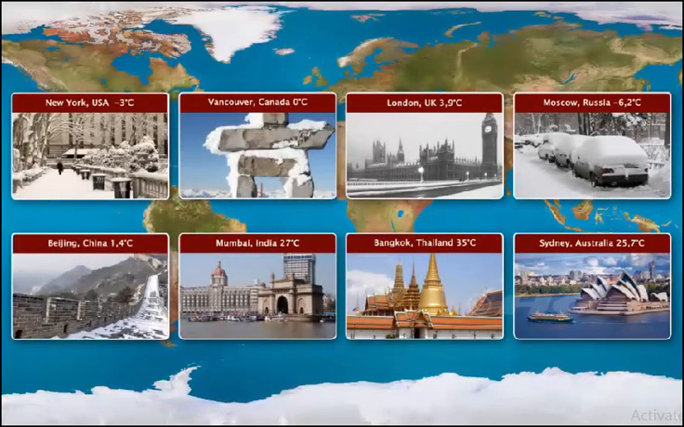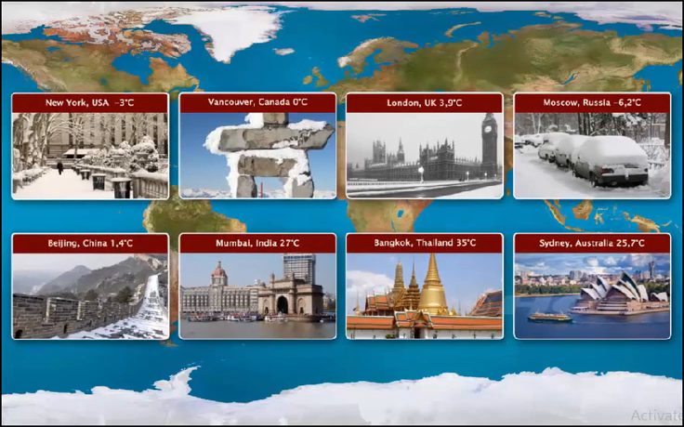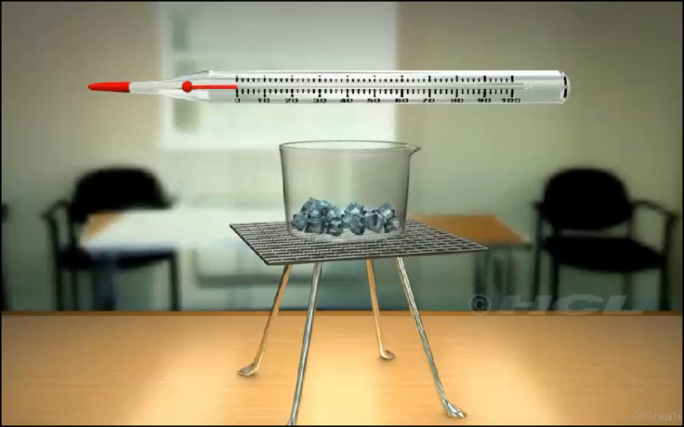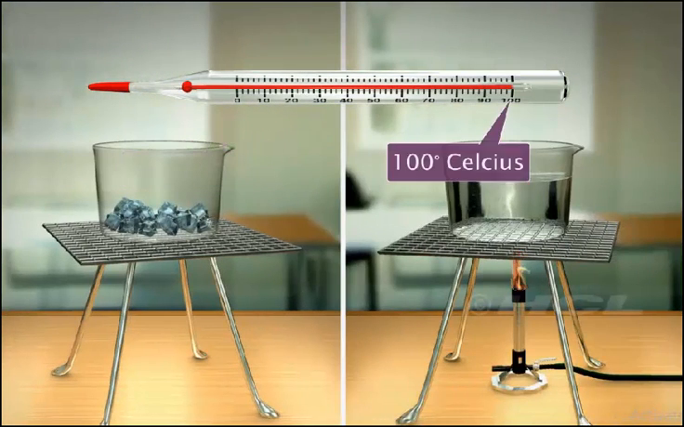Let's look at the weather report again. The letter C placed beside each temperature indicates that the temperatures of all these places have been measured on a Celsius scale. On the Celsius scale, water freezes at 0 degrees Celsius and boils at 100 degrees Celsius.